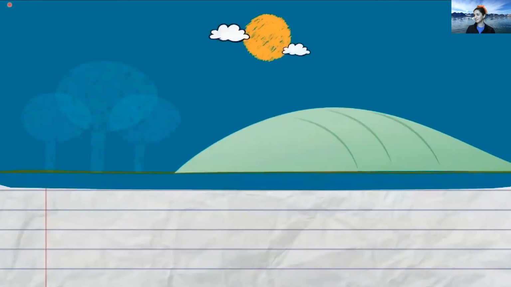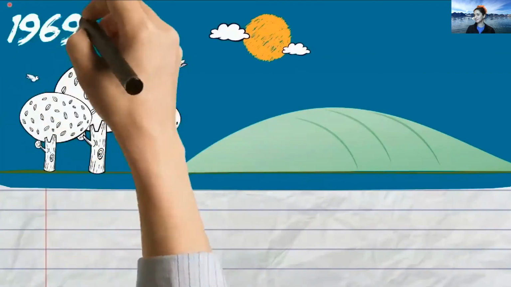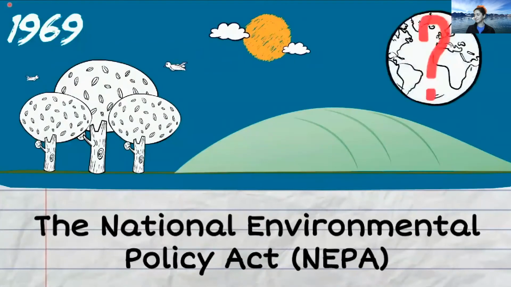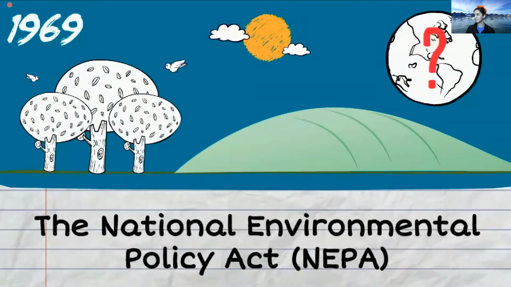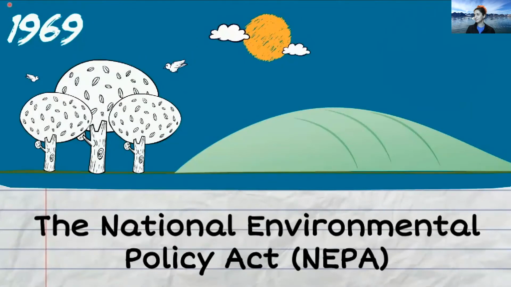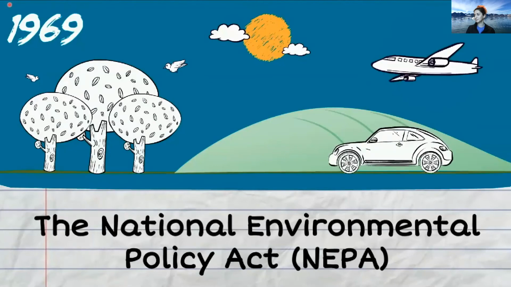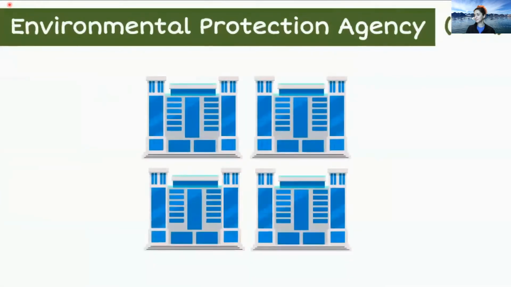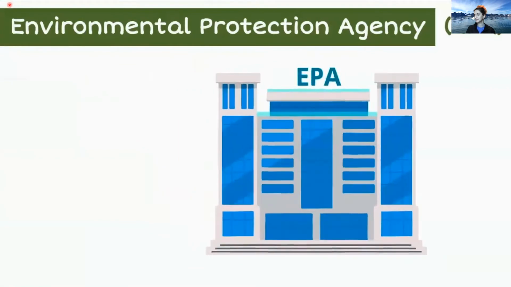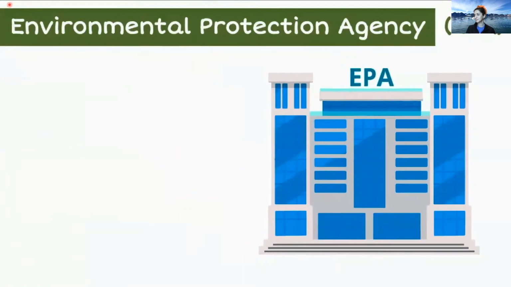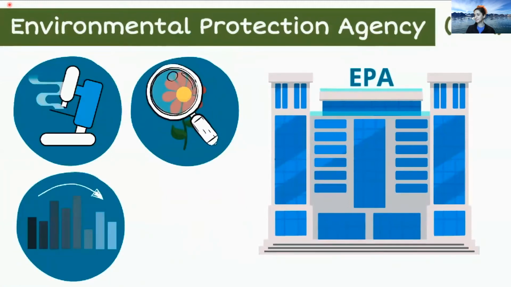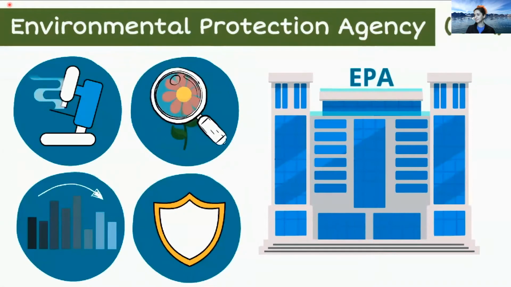The first mainstream environmental law was enacted in 1969, called the National Environmental Policy Act. It required groups to consider environmental impacts whenever they wanted to take on a new project, like building airports, highways, or military bases. The next year, the Environmental Protection Agency was founded. The agency was established to consolidate all of the federal government's environmental responsibilities. This includes researching pollutants, monitoring the environment, tracking environmental baselines, enforcing standards, and more.